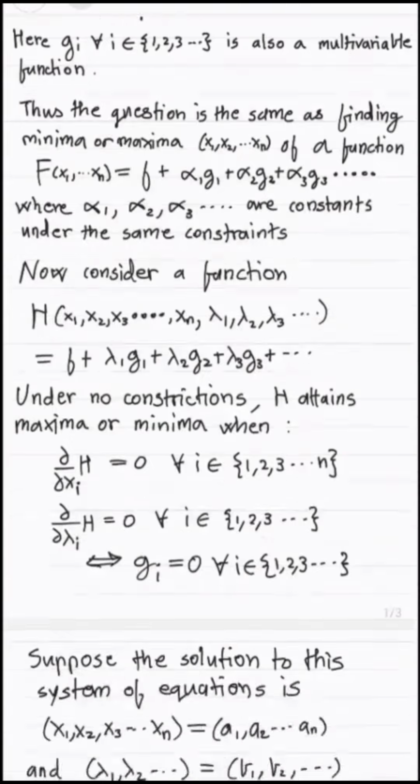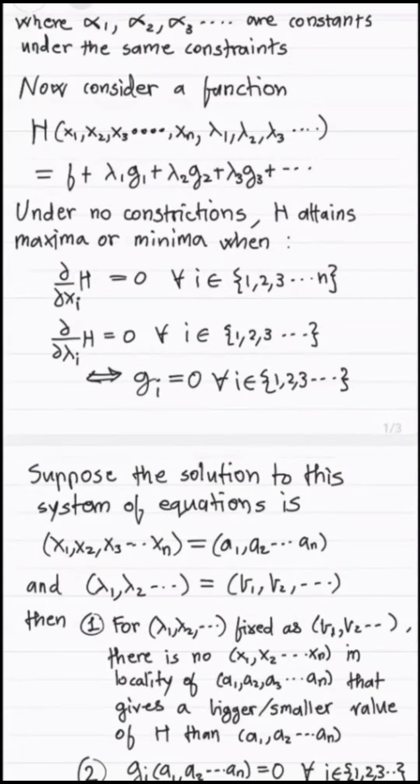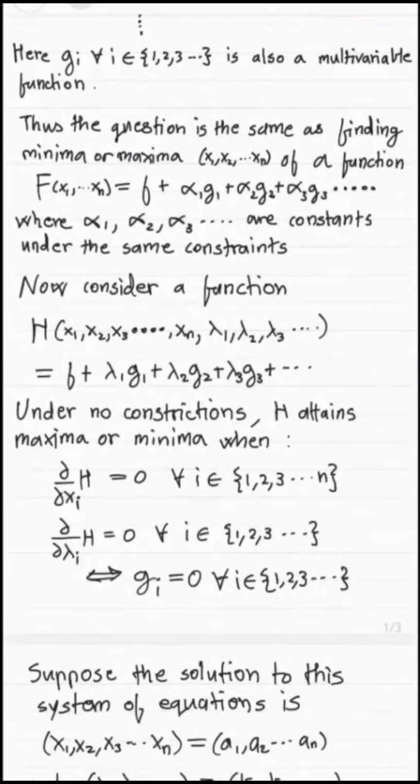All right. Now consider another function, capital H. This is once again a function, but now it has more variables. This is a function of x1, x2, x3 till xn, and then lambda 1, lambda 2, and so on. And let's just say that this function is equal to small f plus lambda 1 g1 plus lambda 2 g2, and so on. Here we're considering g1 as a multivariable function. Lambda 1 is a free variable, and the same goes for every other term. Small f is just what we defined, right?